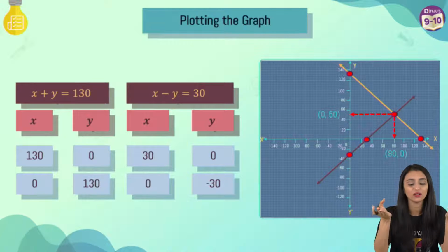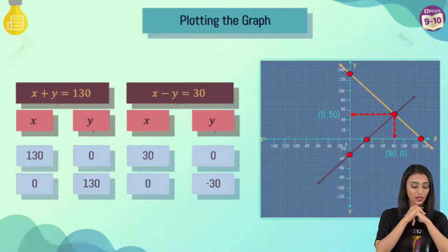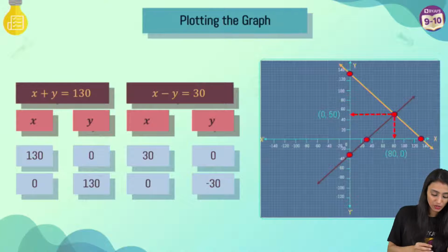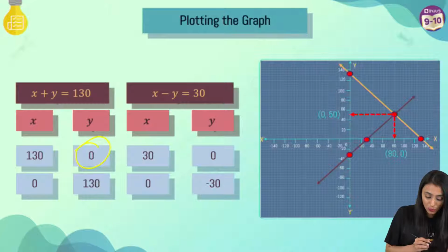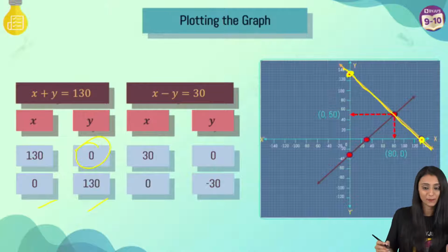Yes, sorry, I did not read your comment. Please post that again. Okay, so what is the answer going to be? Let's plot this. So here we can see that if I plot this on the graph, x is 130, y is 0. Where is it going to be? It's here. X 0, y 130, it is here. So let's make a line and join them.